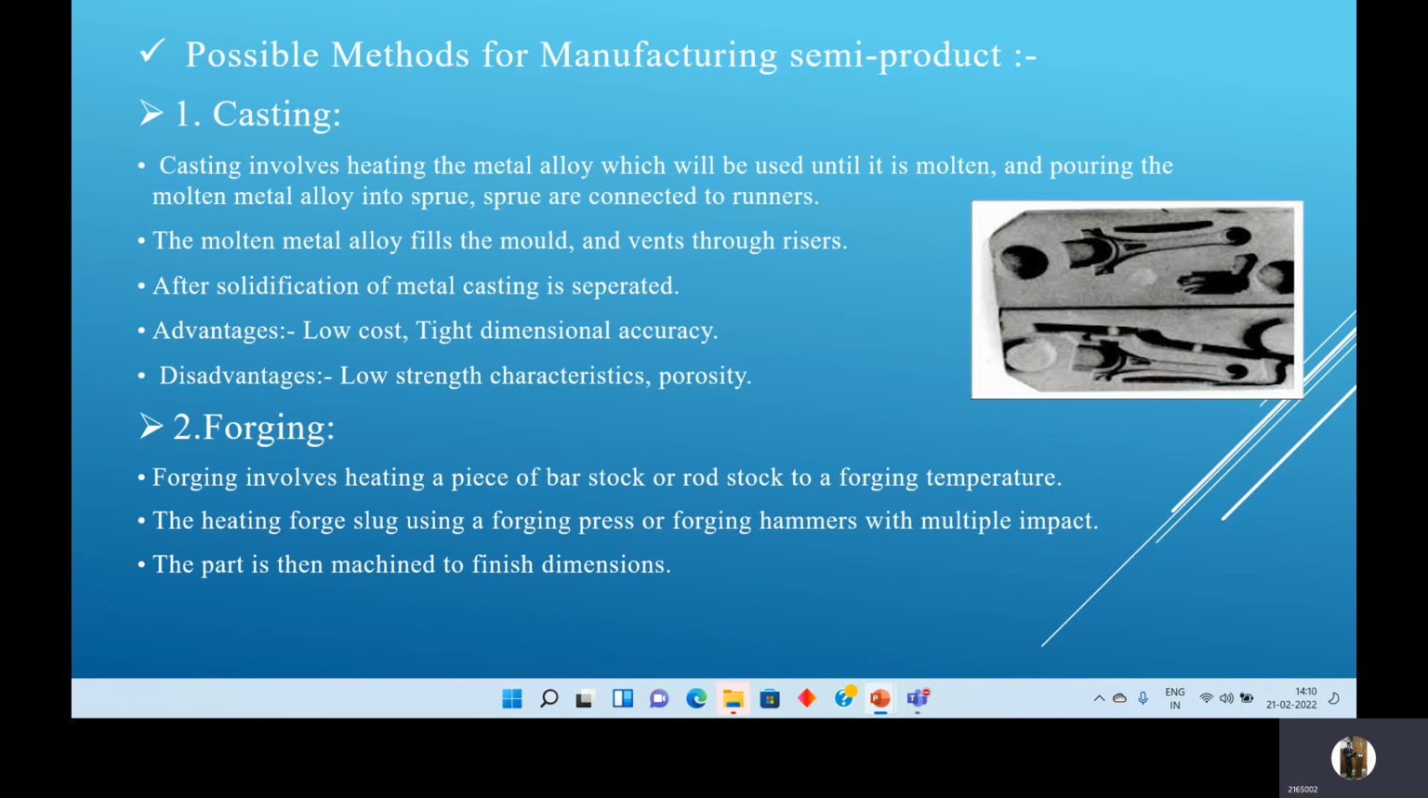The second possible method of manufacturing the semi-product is forging. Forging involves heating a piece of bar stock or rod stock to a forging temperature. The heated stock is forged using a forging press or hammers with multiple impacts. The part is then machined to finish dimensions. So here the bar stock or rod stock is heated up to a forging temperature and given shape by forging hammers with multiple impacts, and that part is then further machined to give the final dimensions.